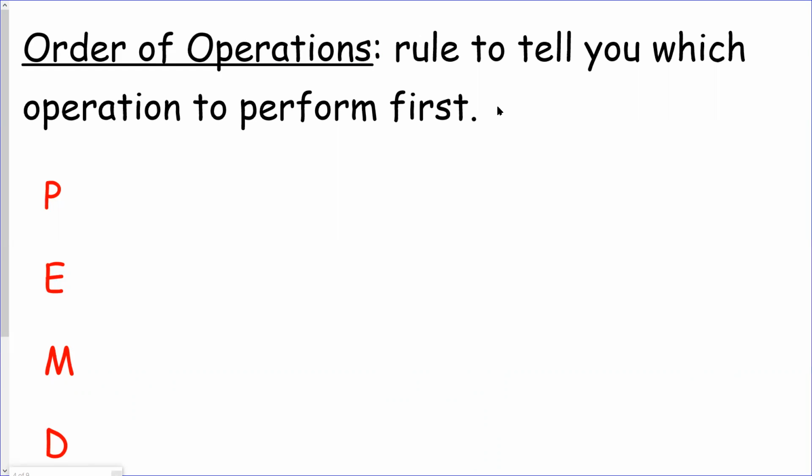So the first in the PEMDAS is a P. P stands for parentheses. You should be writing this down. So we always look to do something in parentheses first. E stands for exponents, meaning we perform the exponent second. So once all the parentheses are done, we now do anything in an exponent.